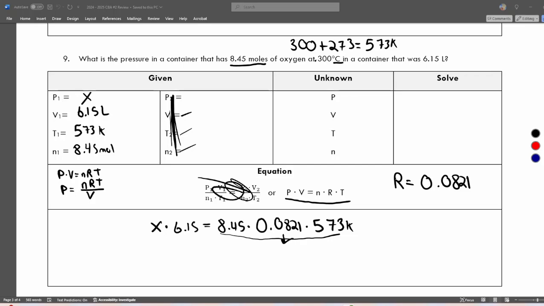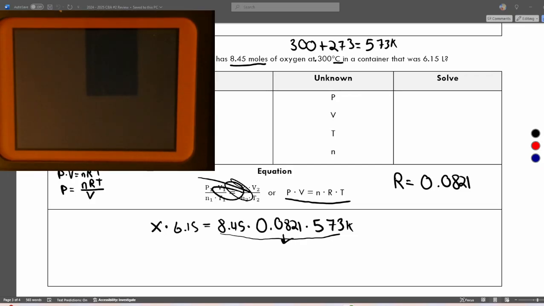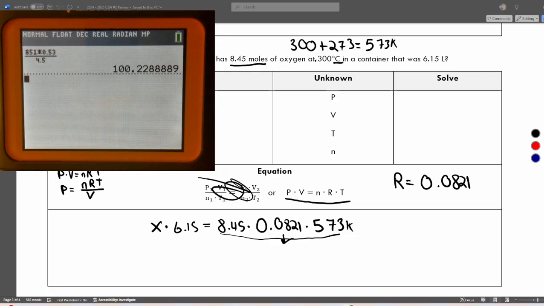Let's bring our calculator up right here. So we're doing the right side first. We're going to do 8.45 times 0.0821 times 573. That's going to give me a nice number.